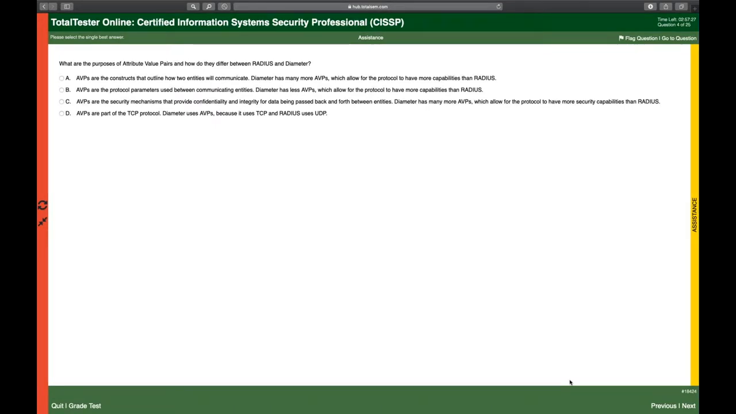Number four, what are the purposes of attribute value pairs and how do they differ between RADIUS and Diameter? Attribute value pairs. So RADIUS and Diameter are remote AAA authentication protocols. Applications can be developed in accordance with them. I don't even know what that is, AVPs. I'm just taking a guess based on the rule of elimination. I'm going to go with Charlie. I've never heard of attribute value pairs either. I'm going through these answers to see if anything stands out.